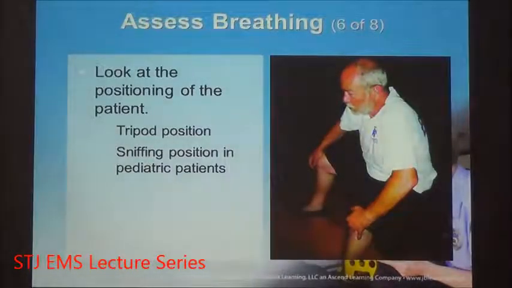So looking for these signs of respiratory distress and use of accessory muscles. Patients will be found, like in this picture, in the tripod position. Children don't have those sternocleidomastoid muscles, so they end up becoming, they sniff a lot. They'll have sternal retractions, and they'll also have nasal flaring.